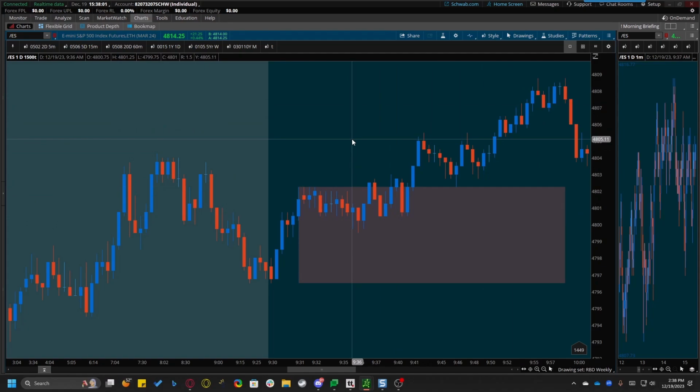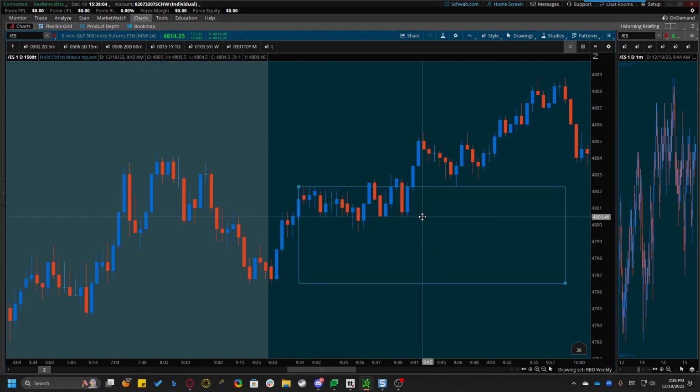So open ranges first have to be defined by you, the trader. There is no right one or wrong one, certainly not a better one or a best one.